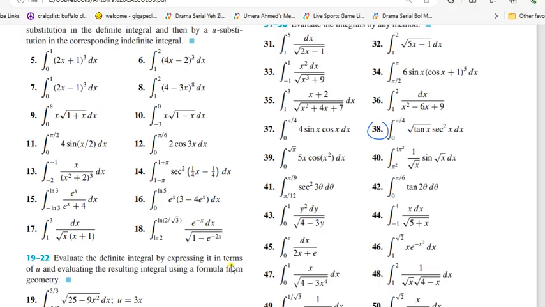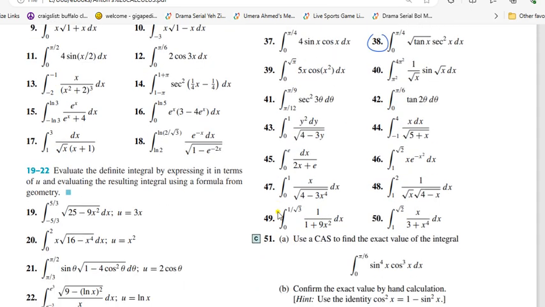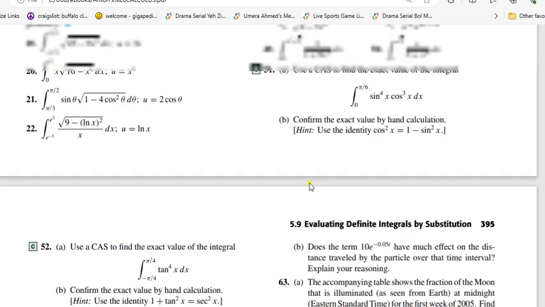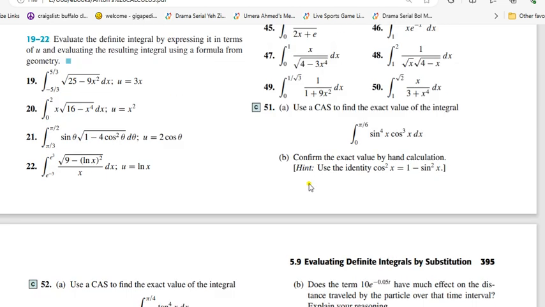Because our aim is to do chapter 6, right? So chapter 6 will have a lot of integrations over there. So if we don't know the integration, we will be in trouble, right?